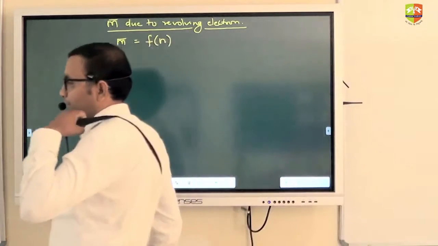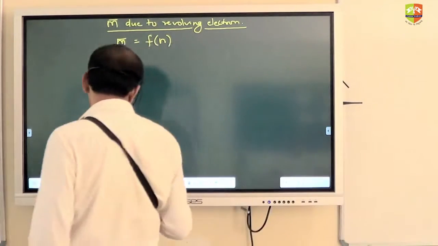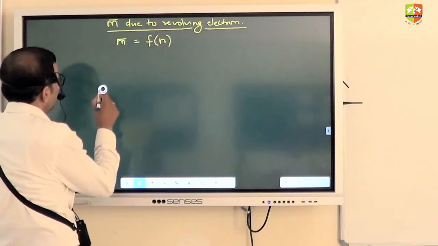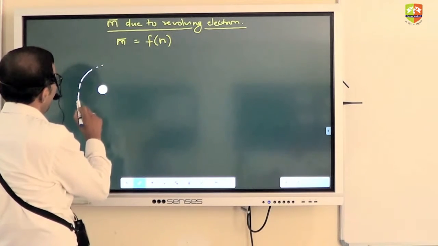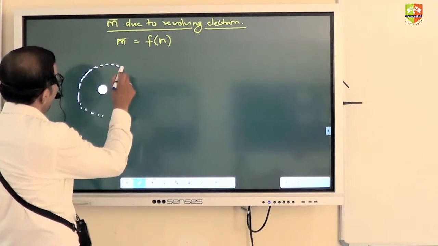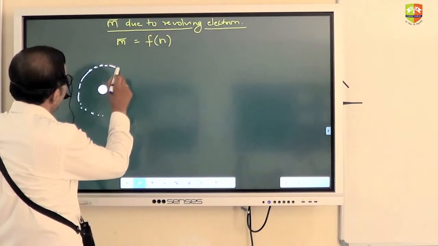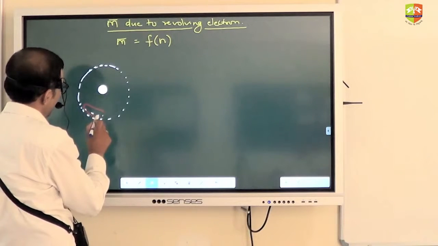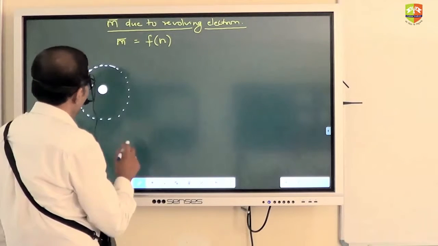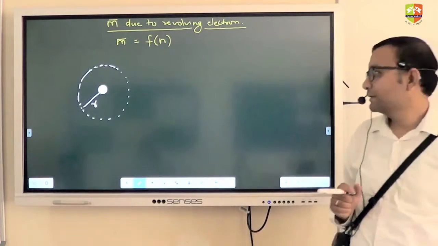I am talking about the hydrogen atom though. In a hydrogen atom, find out the magnetic dipole moment in terms of the principal quantum number. This is a hydrogen atom with this. So it's an electron. Anybody got it?